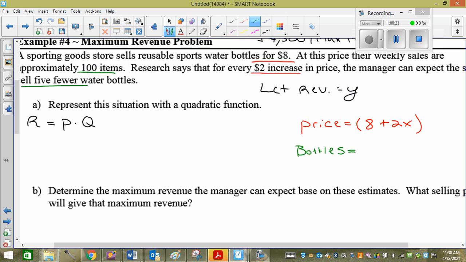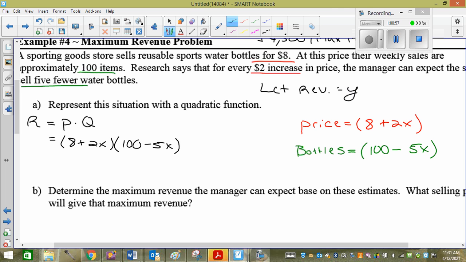So we know that if they originally are selling 100, and they say for every $2 increase in price, they sell 5 fewer water bottles. So now we have all the information we need to plug this back in. If our price is 8 plus 2x, and our quantity is 100 minus 5x, what are we going to do to get it into our standard form equation?